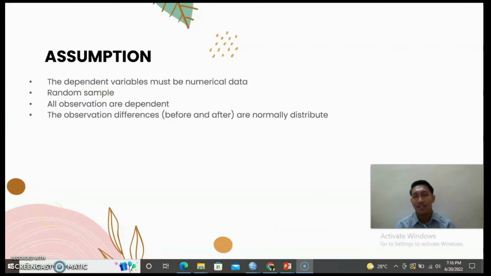On this slide are the assumptions. The first point is the dependent variable must be numerical data, the next is a random sample, the third is all observations are independent, and the last one is the observation difference, which is before and after treatment, must be normally distributed.